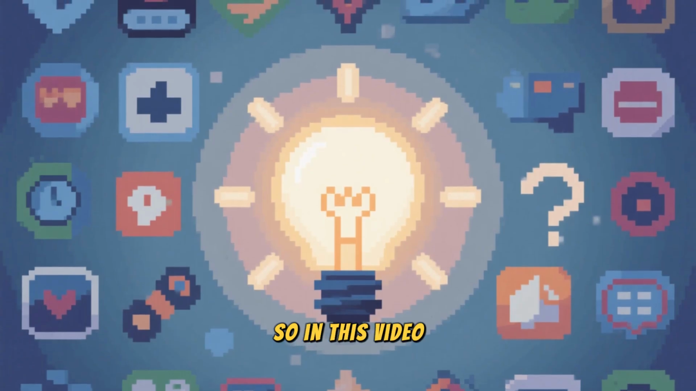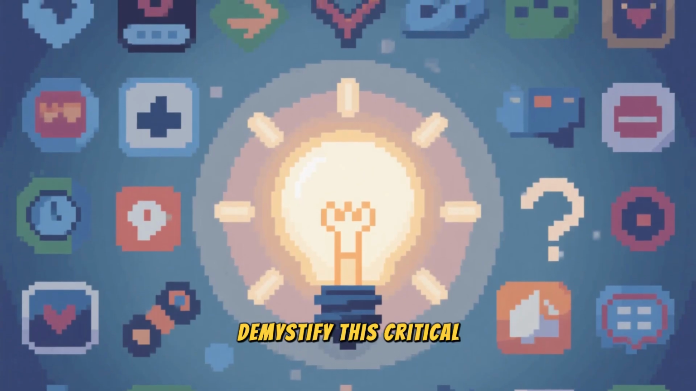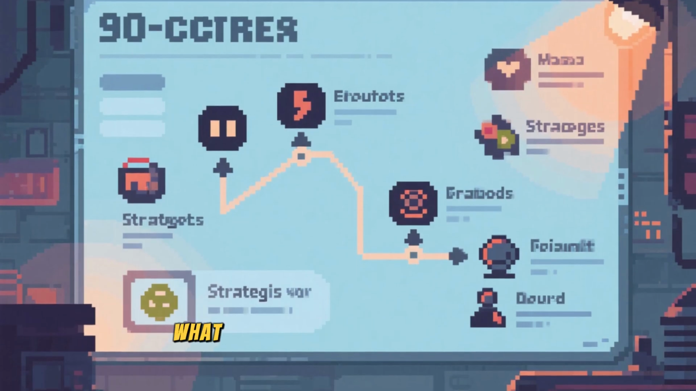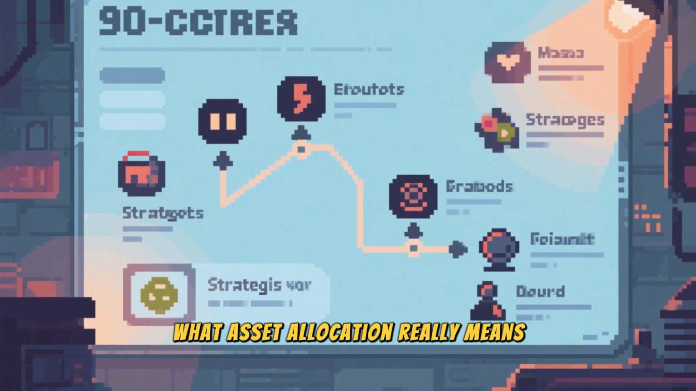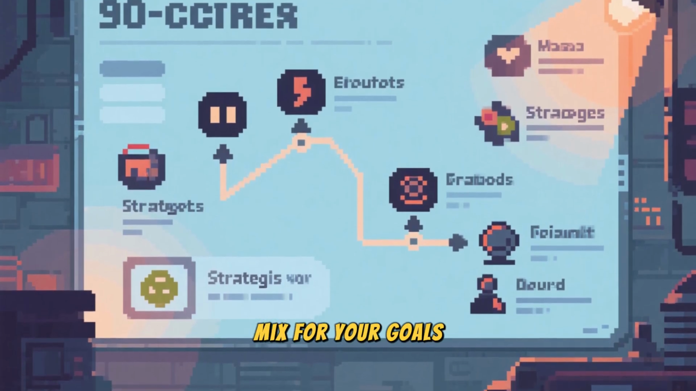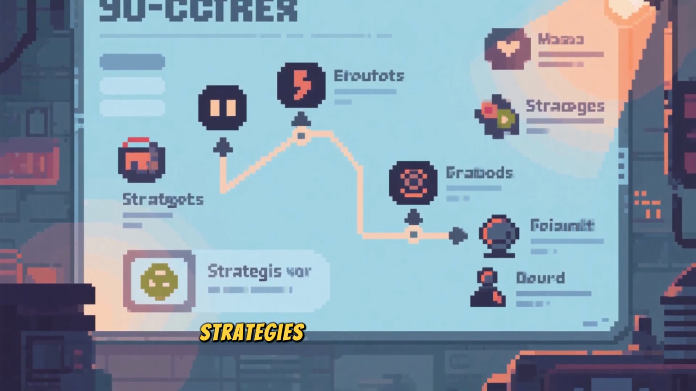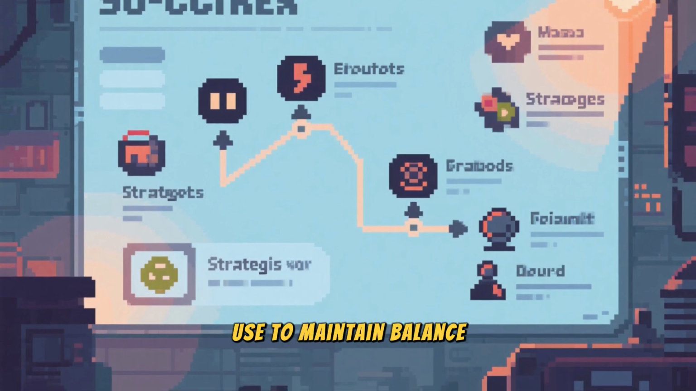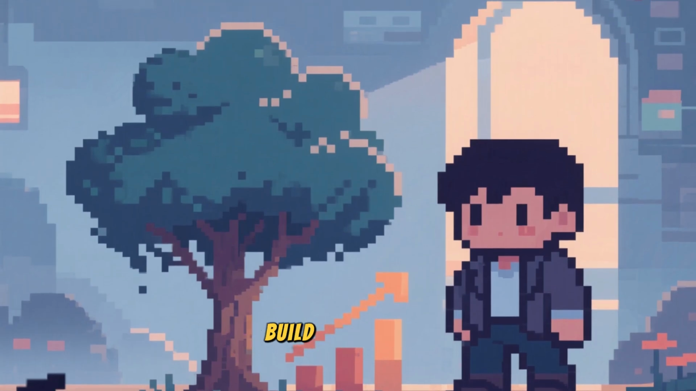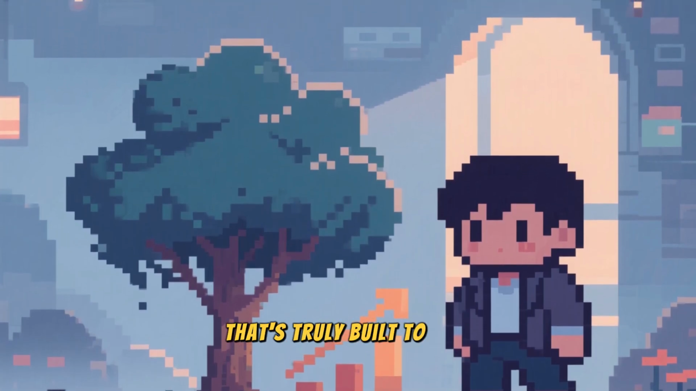So in this video, we're going to demystify this critical concept. We'll explain what asset allocation really means, show you how to find the right mix for your goals, and reveal the simple strategies that professionals use to maintain balance. Let's get started and build a portfolio that's truly built to last.